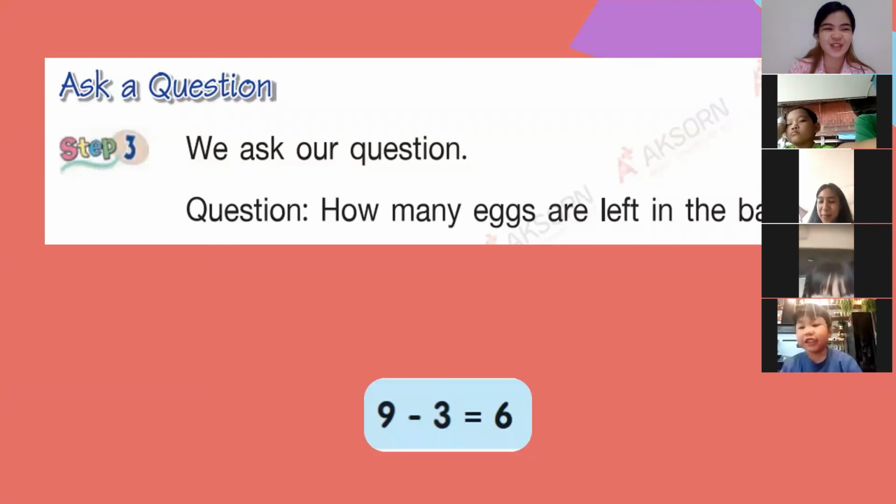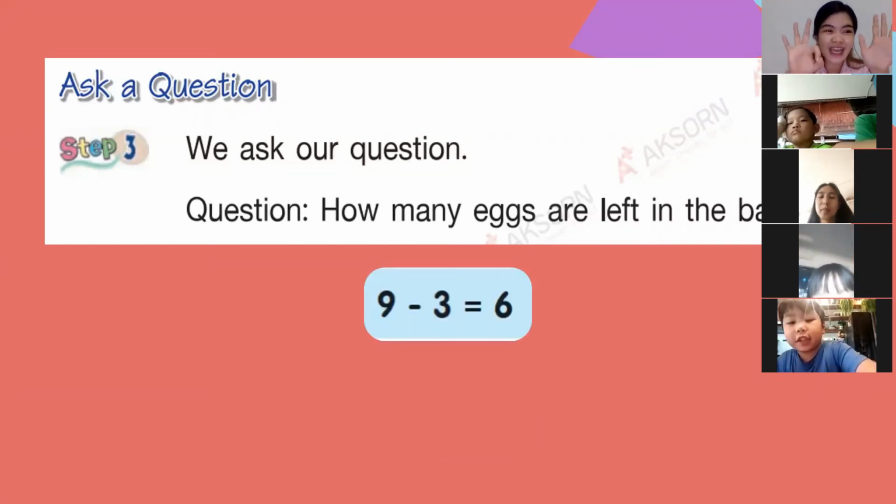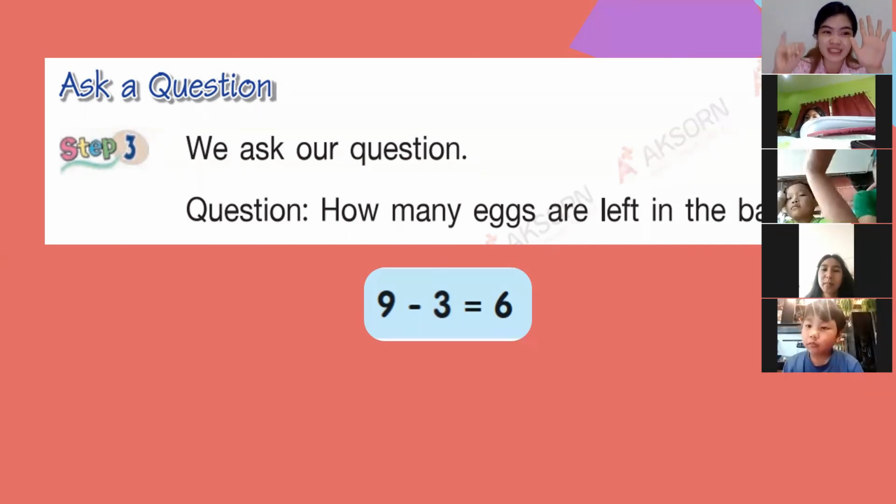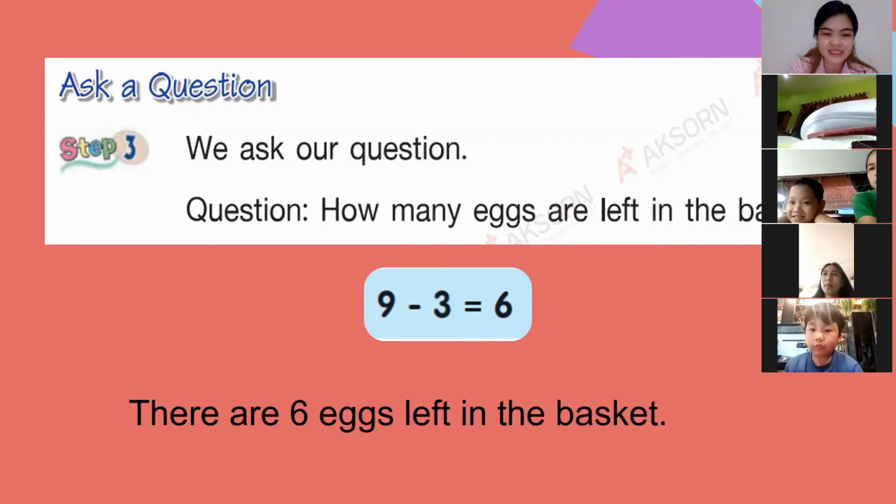6. Very good. Because we have 9 eggs and then the 3 eggs Mom cooked to make omelette. So we have 6 eggs left in the basket. So there are 6 eggs left in the basket.